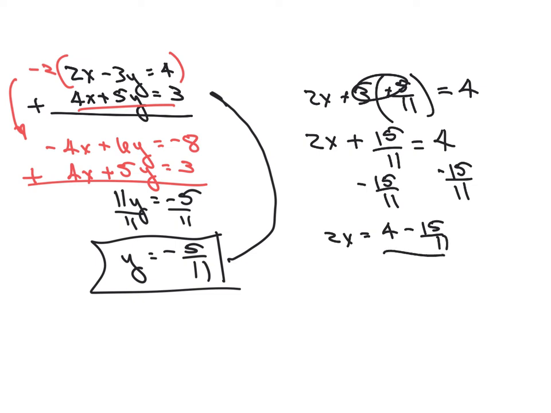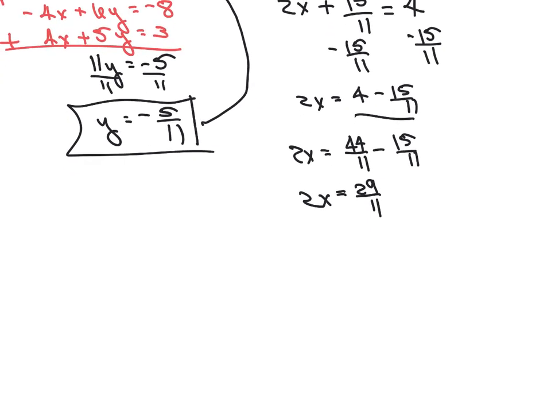Okay, this is where it gets really fun. So 2x equals, I need a denominator of 11, so 44 over 11 for the 4, minus 15 over 11, which is what we have. 29 over 11. Oh, goodness.